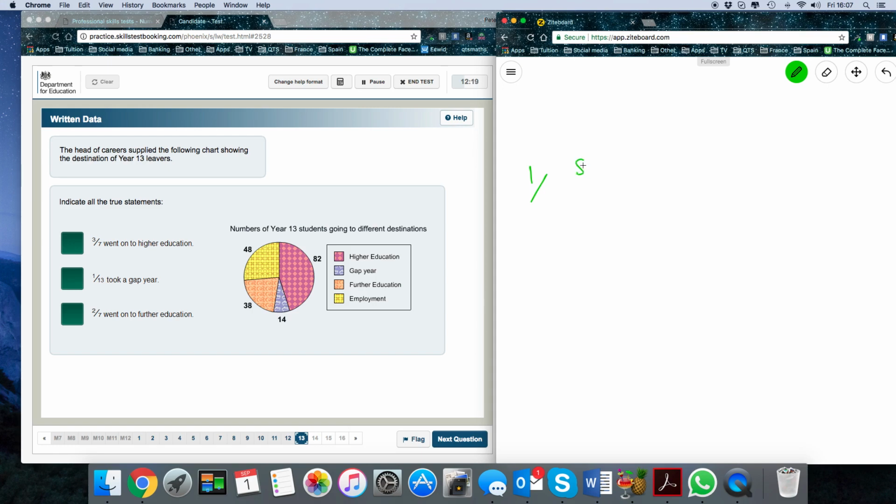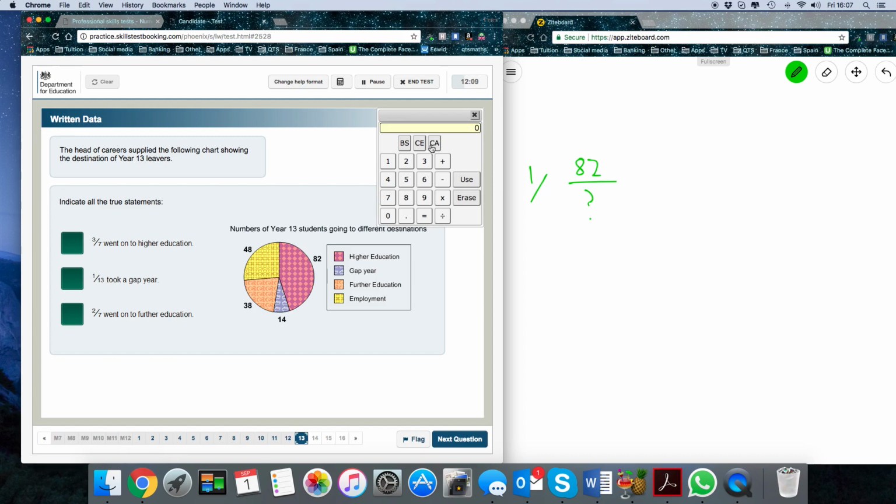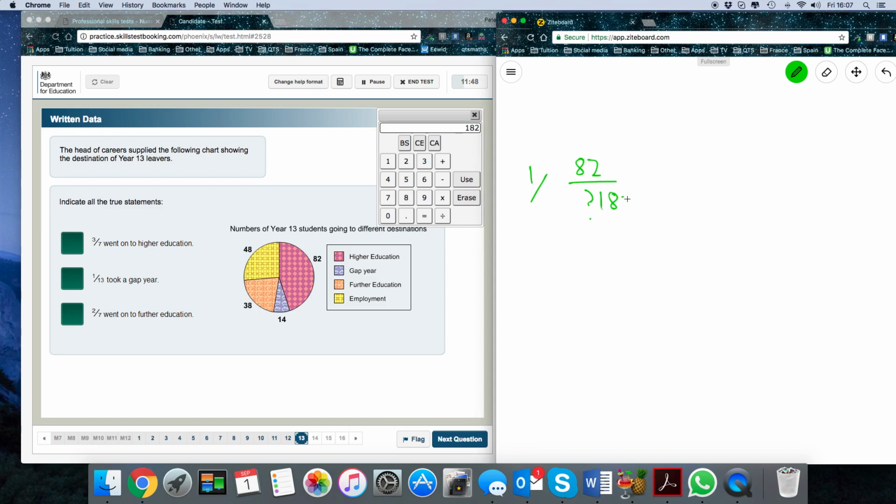So when you look at statement 1, we're going to come up with our own fraction that went on to higher education. Well, 82 people out of some question mark. That's the most important number. We need to know how many people it's out of, and the only way we're going to get that from this particular question is to add them all up. So we've got 82 in higher education, plus the 14 that took a gap year, plus 38 went on to further education, and 48 that went into employment. So it's 182.